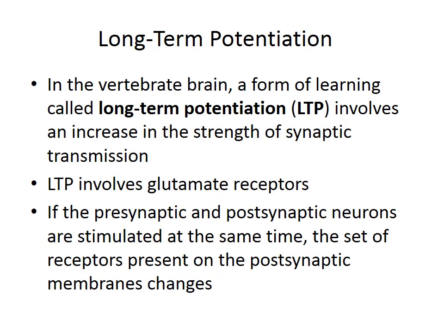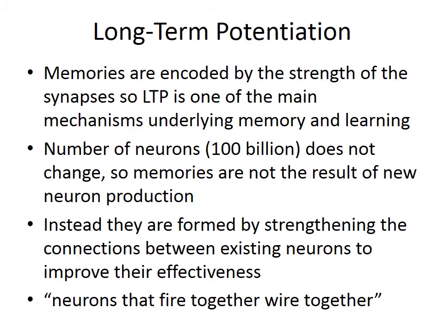Long-term potentiation, one of my favorites. In the vertebrate brain, a form of learning called long-term potentiation involves an increase in the strength of the synaptic transmission. Long-term potentiation involves glutamate receptors, and we looked at glutamate a little bit earlier. If the presynaptic and postsynaptic neurons are stimulated at the same time, the set of receptors present on the postsynaptic membranes changes. So this is so cool.